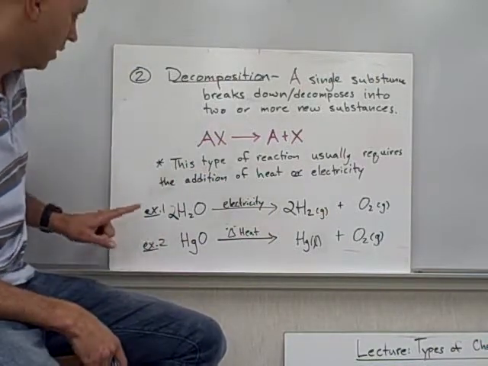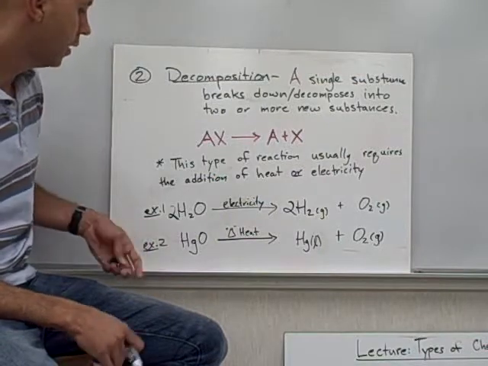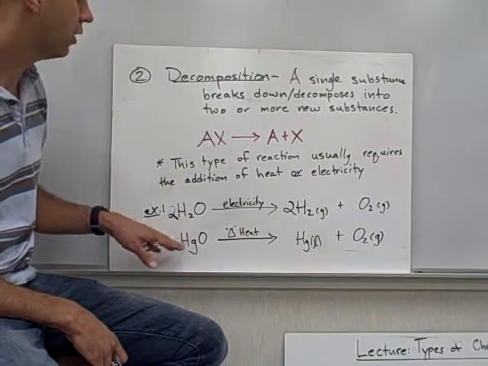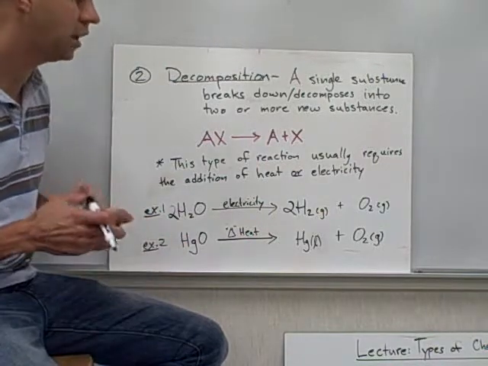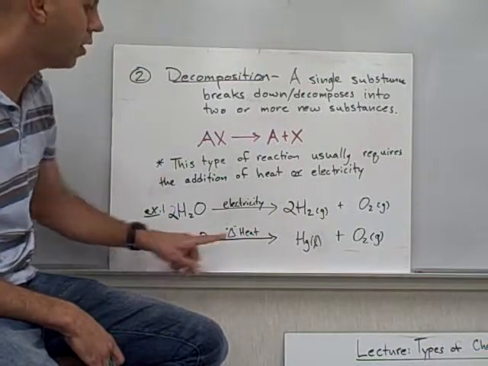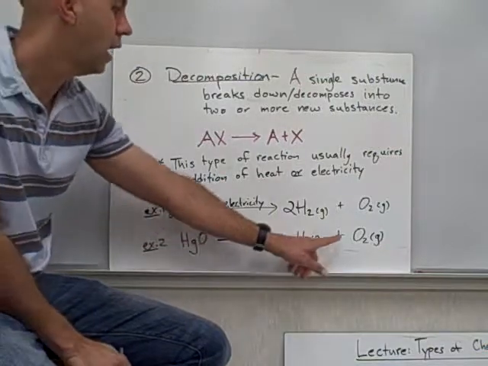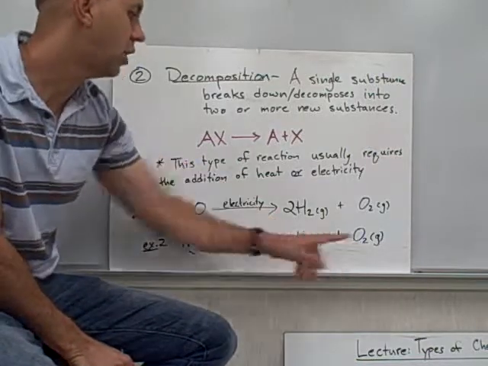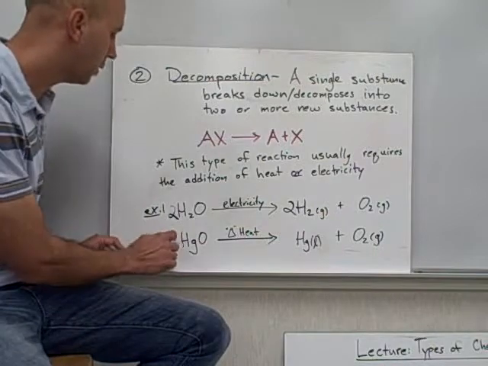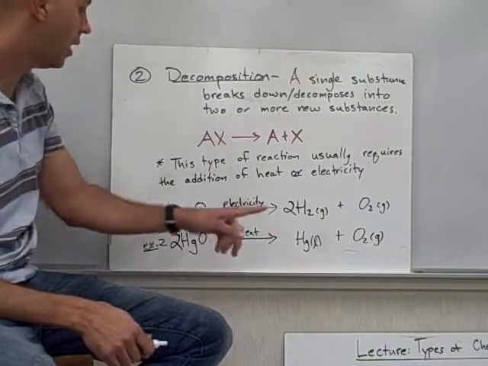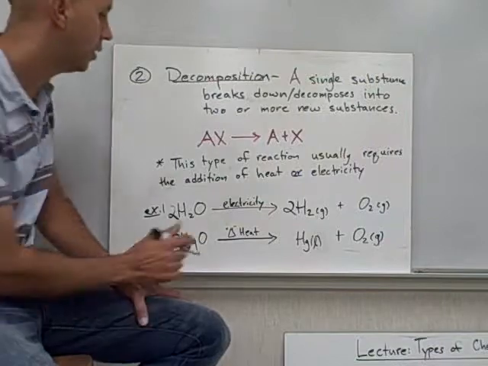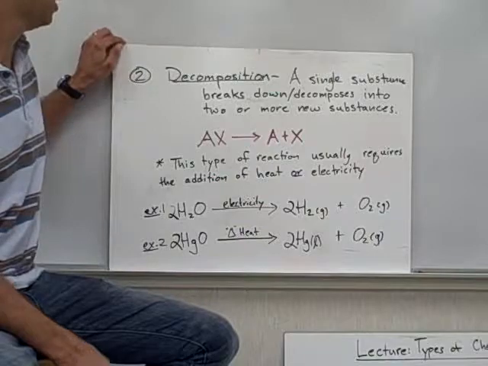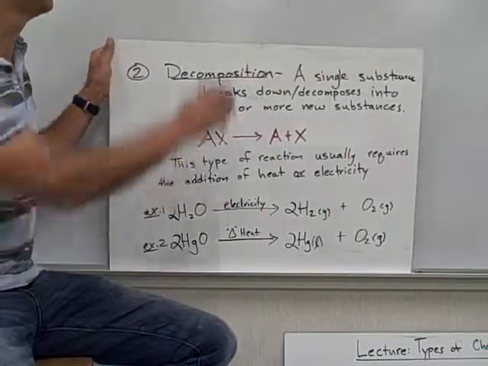Here's another example. In this example, I've got mercury oxide, and what's happening is this mercury oxide is heated, and it's going to break apart. When it breaks apart, you get liquid mercury and you get gaseous oxygen. Okay? So in this case, I've got 2 oxygens there. I've got 1 here, so I'm going to put a 2 right there so that my oxygens are balanced. And finally, I'm going to put a 2 over here, so I've got 2 mercuries. All right, so once again, decomposition reaction.